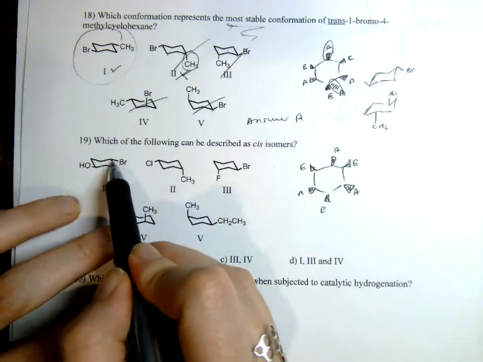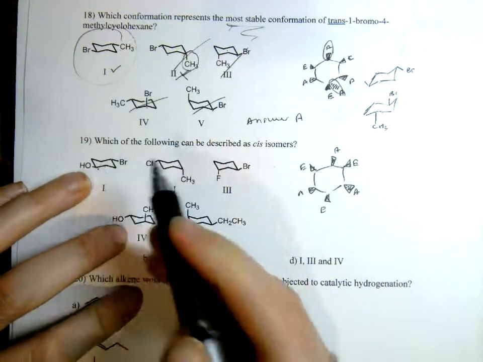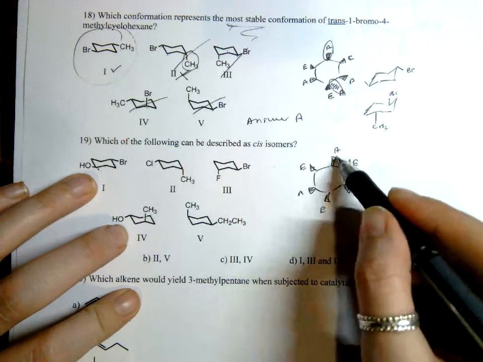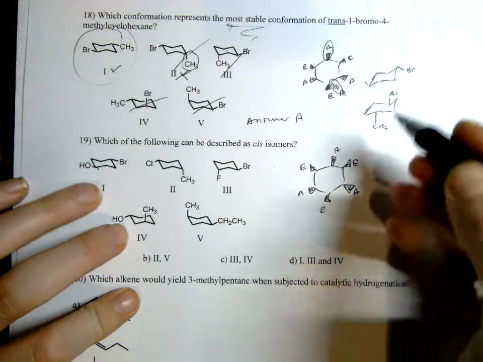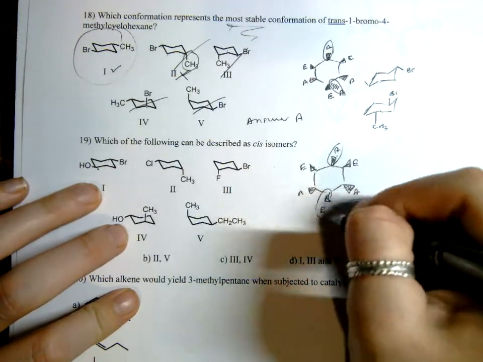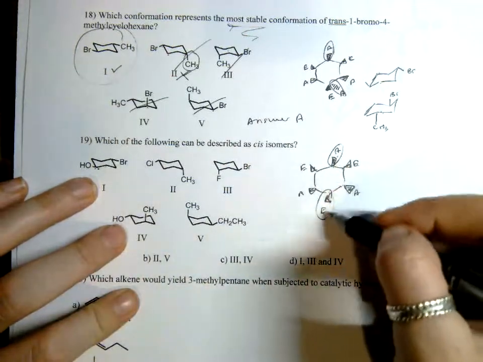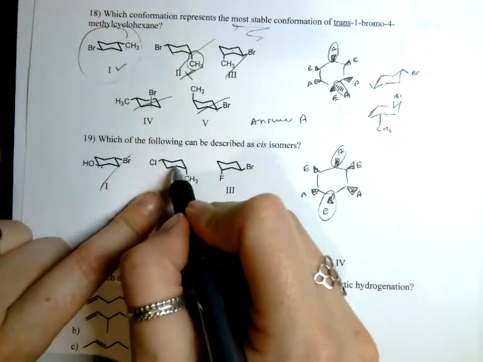Okay, so these here are 1, 2, 3, 4 apart. So 1, 2, 3, 4. They need to be axial and equatorial. Both of these are equatorial, so this is not right. So when we're at 1, 4, 1, 2, 3, 4, for it to be cis, we need one axial, one equatorial. So that's not right. Here we're at 1, 2, 3, 4.